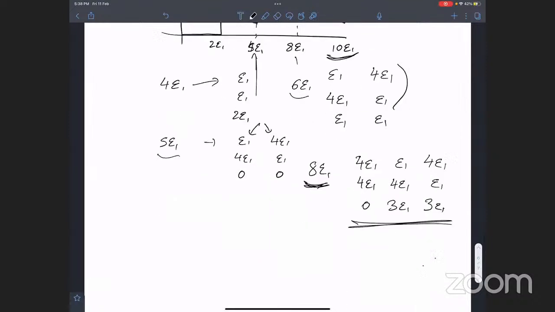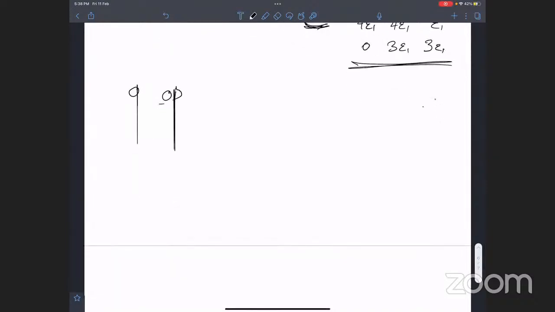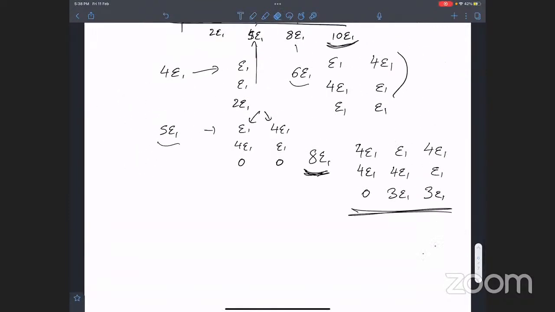So this is how the density of states will behave for the 1D density of states. Okay, finally we go to 0D.